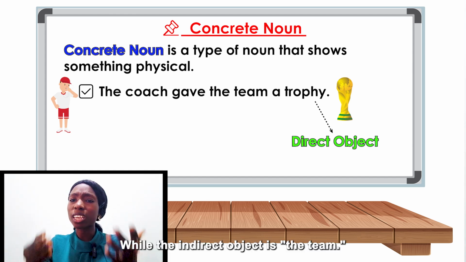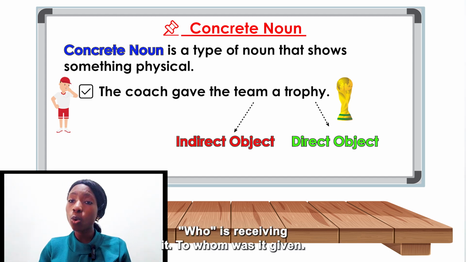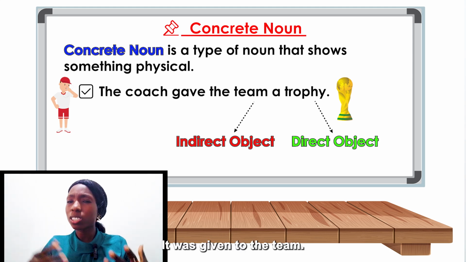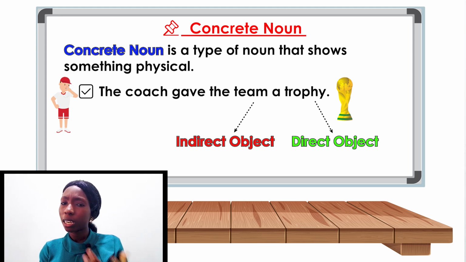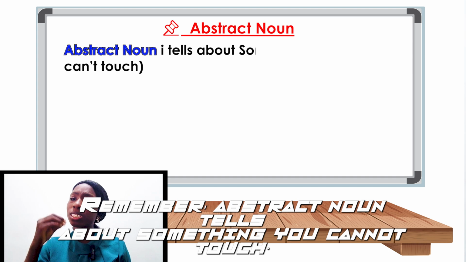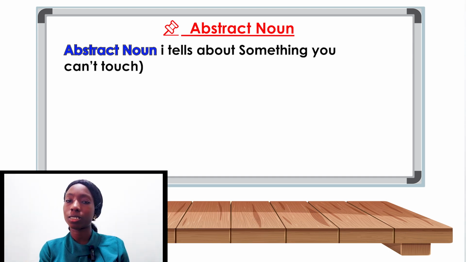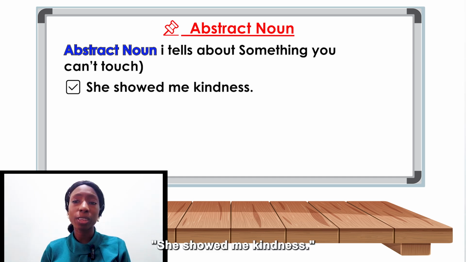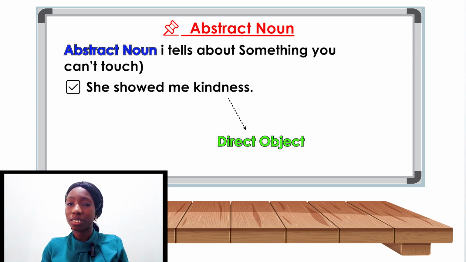While the indirect object is the team. Who is receiving it? To whom was it given? It was given to the team. Abstract noun. Remember, an abstract noun tells about something you cannot touch. She showed me kindness. The direct object is kindness.